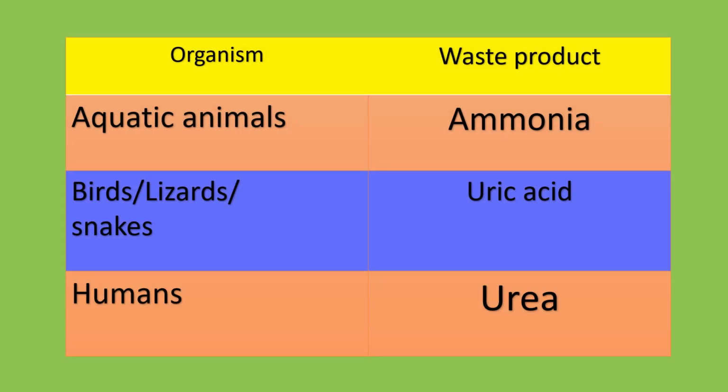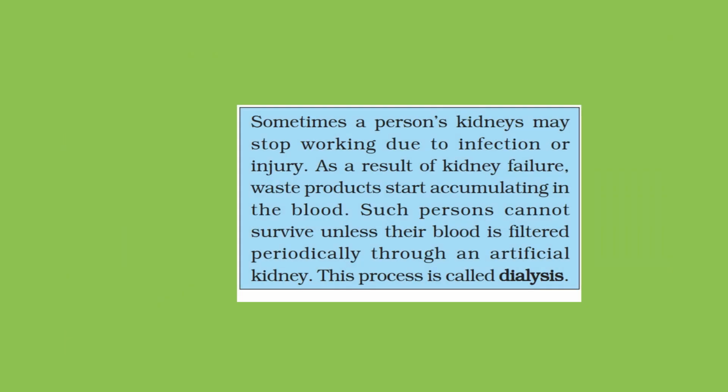Let's learn about the organism and the waste product. The way in which waste chemicals are removed from the body of an animal depends on the availability of water. So almost all the aquatic animals which live in the water excrete cell waste as ammonia, which directly dissolves in water. Next is birds, lizards, snakes, etc. They excrete a semi-solid white colored compound, that's uric acid. The major excretory product in humans is urea.